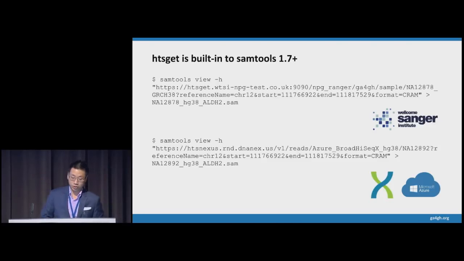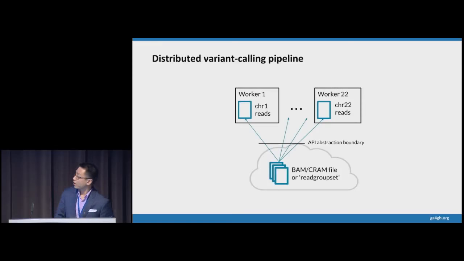up, and this is just showing some incantations for retrieving a slice of some NA12878 data, either from a server hosted at the Sanger or hosted by DNAnexus and Azure.